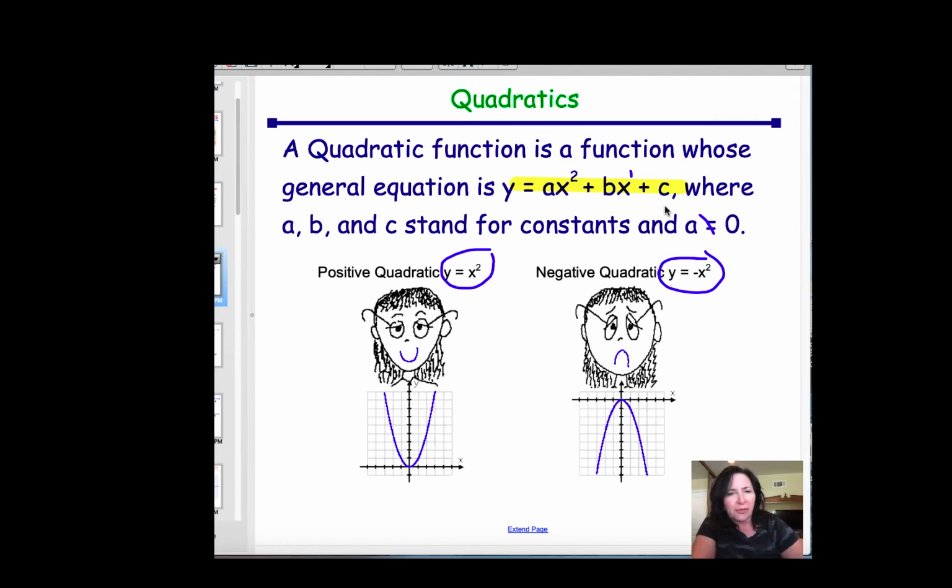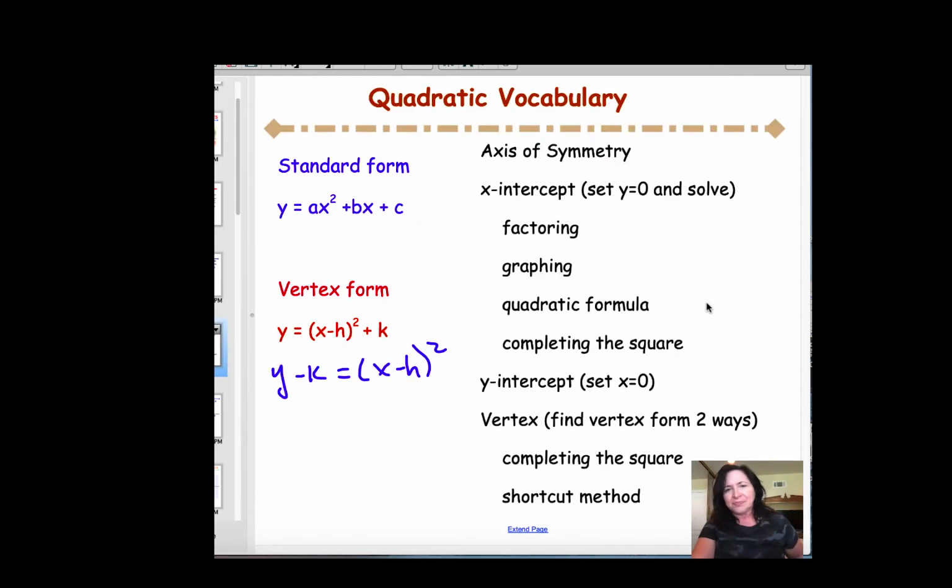You've got two types of quadratics that we are going to be talking about today. We've got the positive quadratic that opens upward like this, and then we've got the negative quadratic that has the negative sign in front of the x squared, and that's going to be going upside down.